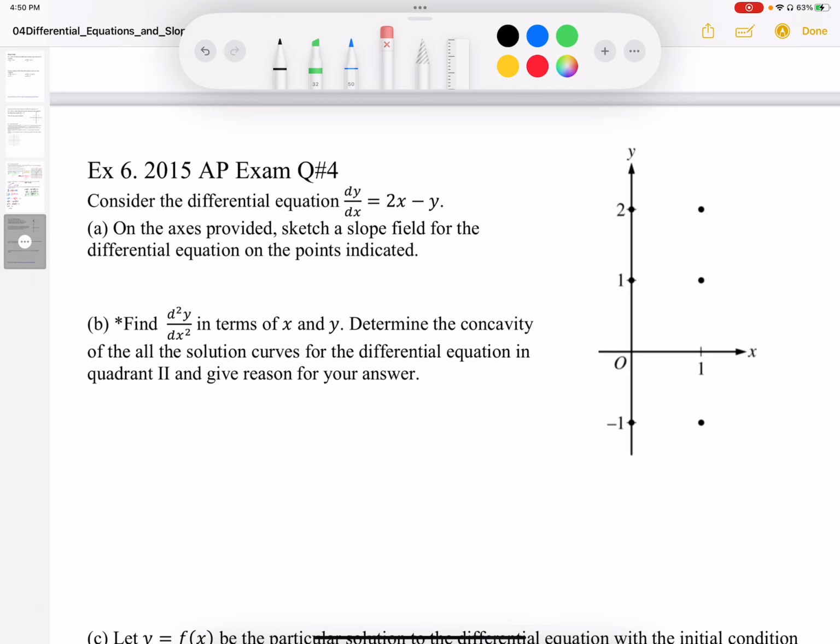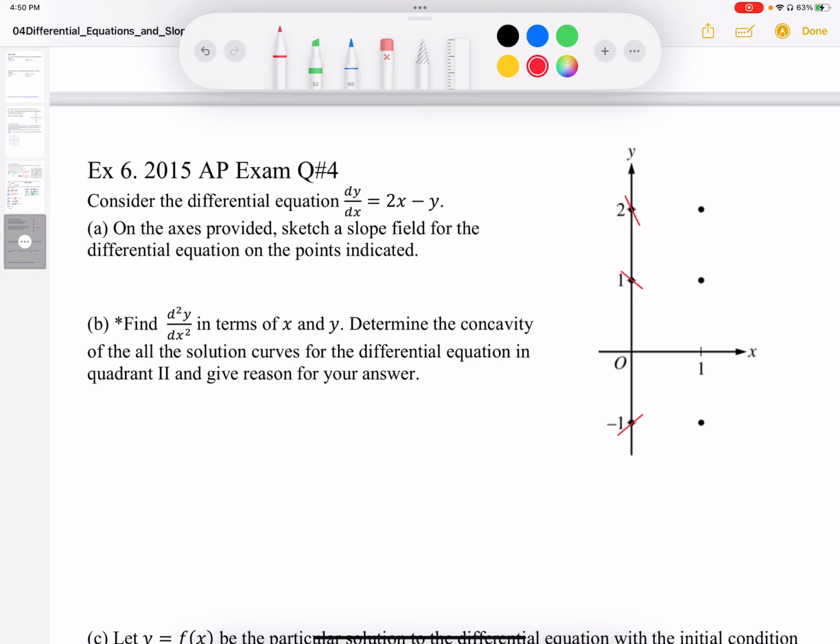I'll do that in a different color so it stands out a little bit more. So we can have a negative 2 slope segment through there. We plug in x is 0, y is 1. Okay, we end up with a slope of negative 1. So we get a 45-degree slope section. And at x is 0, y is negative 1, we get a slope of positive 1. So we're going to have a 45-degree slope section through there.